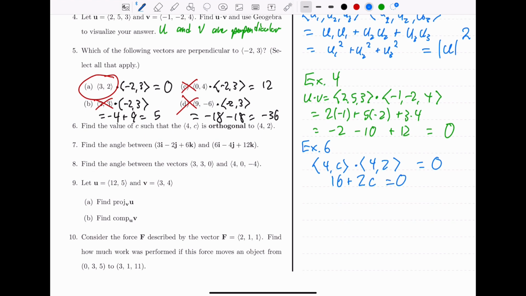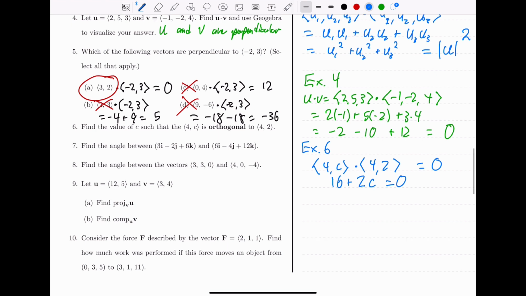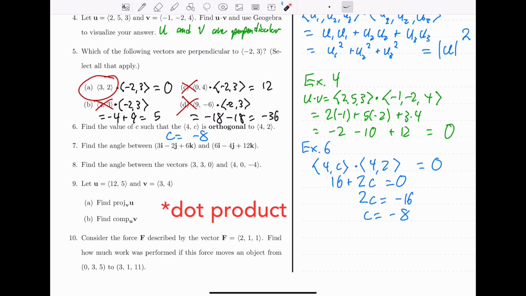So we're going to solve for c to figure out which values work. We have 2c equals negative 16, divide both sides by 2. c equals negative 8. That's exactly what we found from Desmos. The correct value for c here is negative 8. If we use that for c, we get two perpendicular vectors. Let's solve examples 7 and 8. We are going to use the geometric formula for the cross product to find angles between these given vectors. First, we'll work through problem 7.